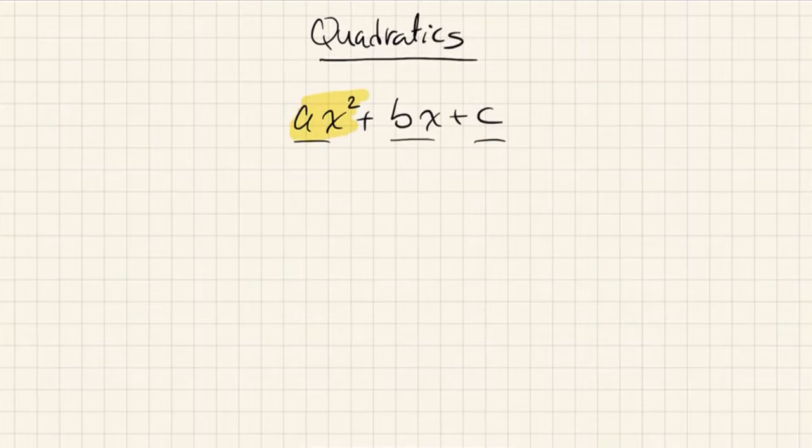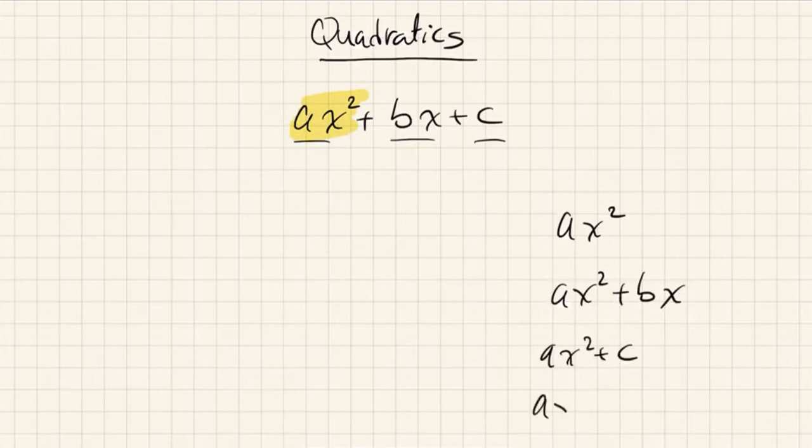I have several types of quadratics. ax squared is a quadratic. ax squared plus bx is a quadratic. ax squared plus c is a quadratic. ax squared plus bx plus c is a quadratic. So these 4 forms are named quadratics. All quadratics will be graphed as a parabola.